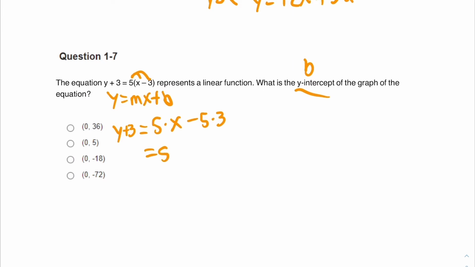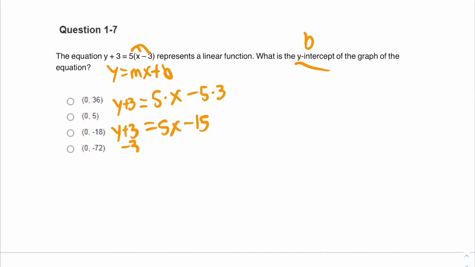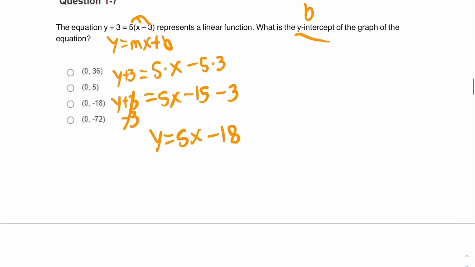That gives 5x minus 15 with the y plus 3 on the left. Then we're going to cancel out the plus 3 by subtracting it to get y equals 5x minus 18. Once we have this minus 18, that matches where b is. So our y-intercept is -18. C.